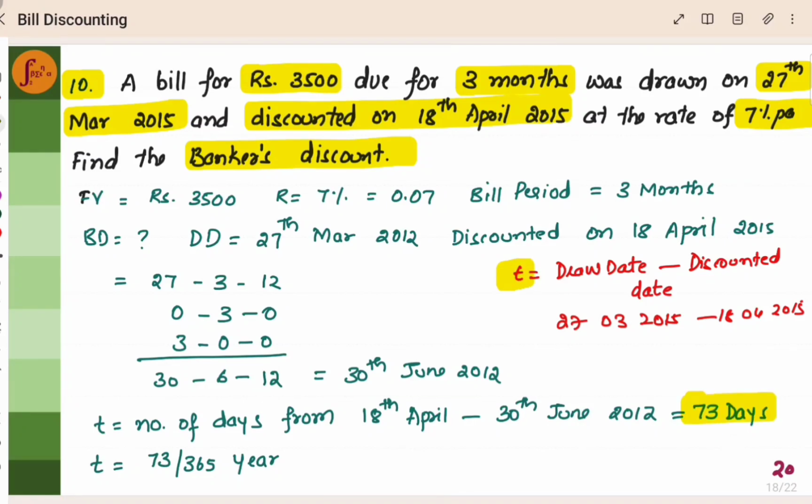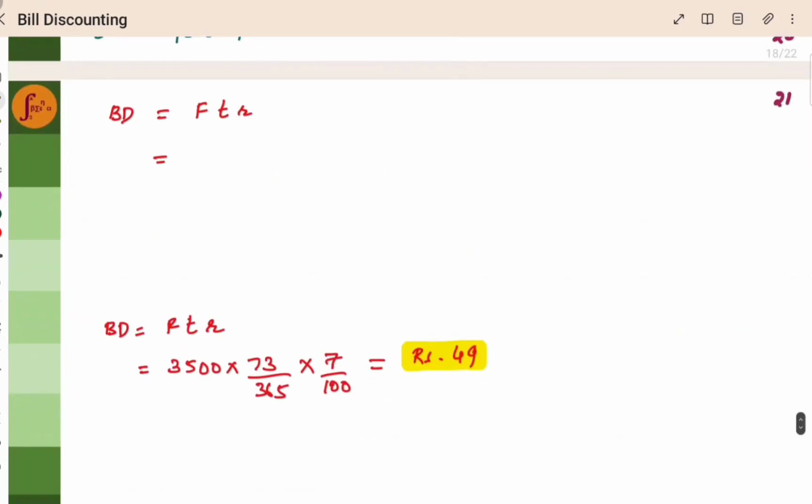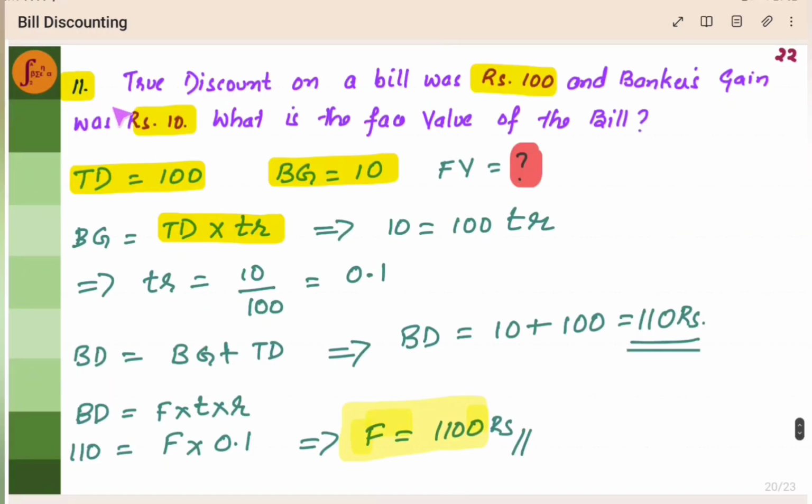So now, what is the banker's discount? Banker's discount is F into TR. F is 3,500 into time, which is 73 days by 365. R is 7%, 7 by 100. So when I calculate this, I'll get rupees 49 as the answer. So this is the banker's discount. Let's go to the 11th problem.